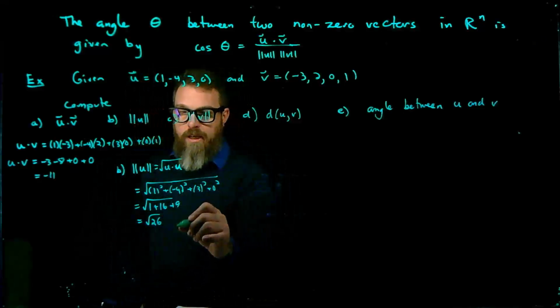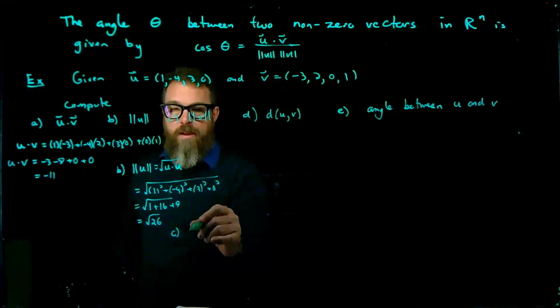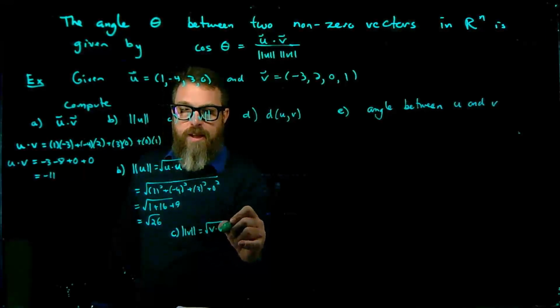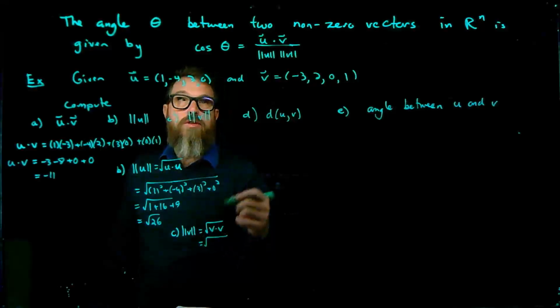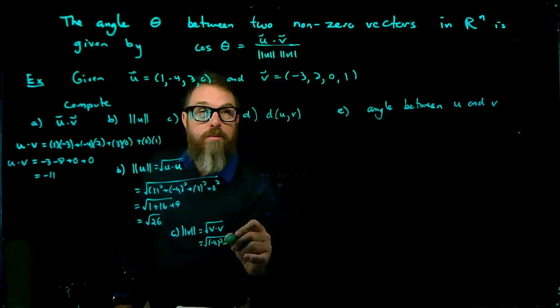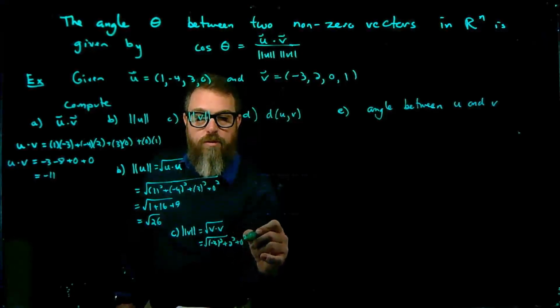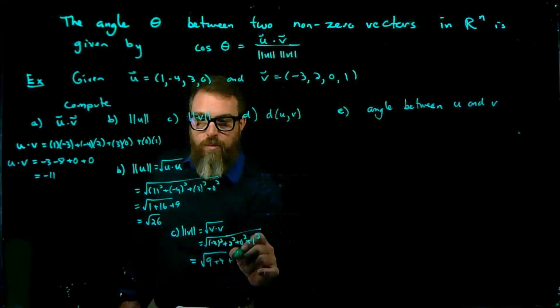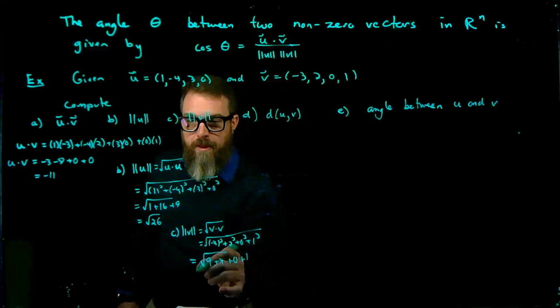Now, C. If I want the magnitude of v, well, this is going to be the square root of v dot v. So this is going to be the square root of the squares of its components: minus 3 squared plus 2 squared plus 0 squared plus 1 squared. So this is going to be equal to the square root of 9 plus 4 plus 0 plus 1. So this is going to be the square root of 14.